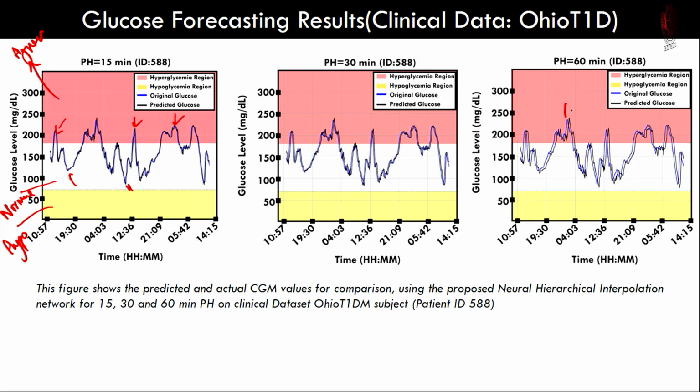When we go for a longer forecasting horizon, we have a slight time delay. We'll have a look at it later on: what is the time delay that we encounter for a 60-minute prediction horizon?